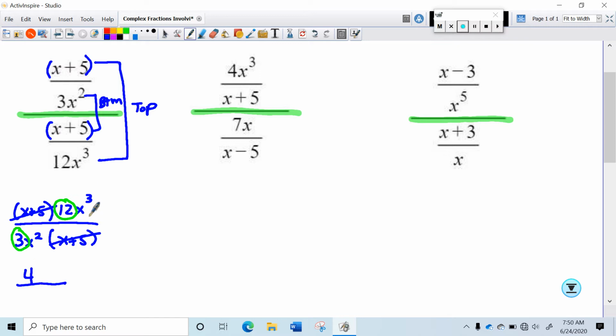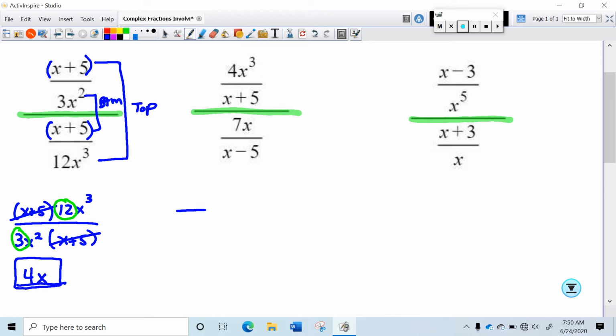And then you take care of your variables. So you look and see where your biggest exponent is. I have a 3 and a 2. The biggest one's on the top. That means my exponent's going to be on the top. My x is going to be on the top. And then you subtract. 3 take away 2 is 1. So the answer to this final problem is 4x.